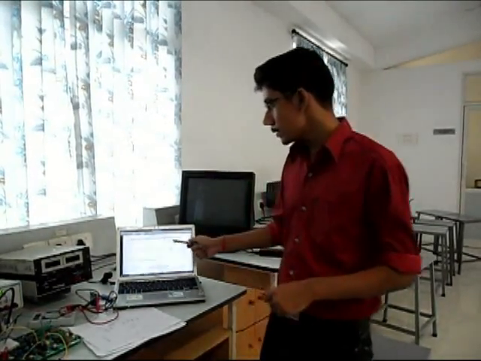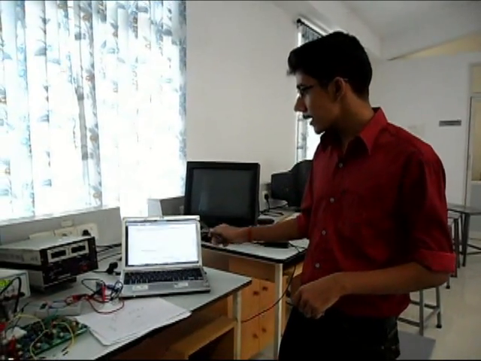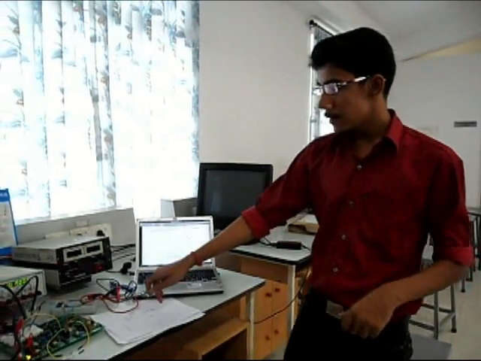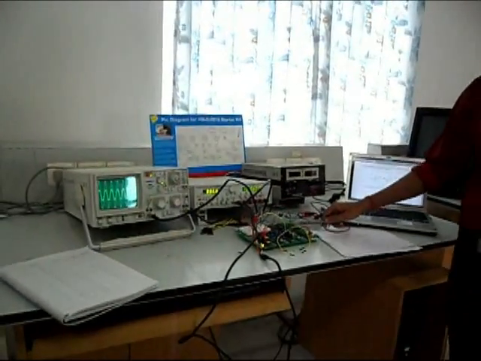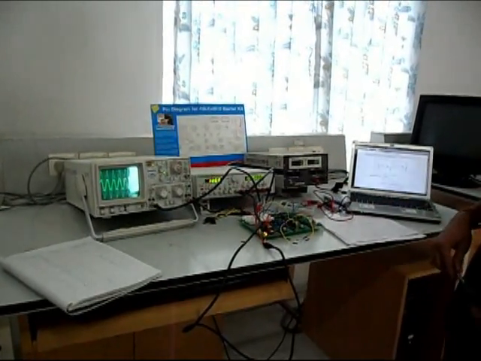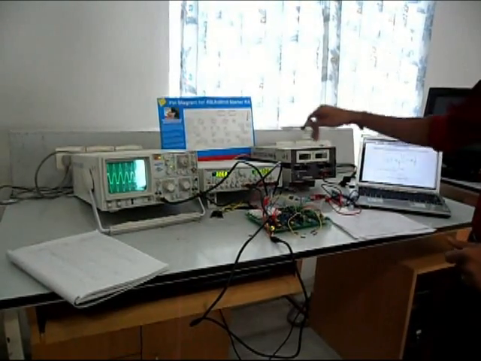The problem statement given to us is to construct a second order low pass filter using the kit which is provided by Texas Instruments. The hardware implementation is over here.